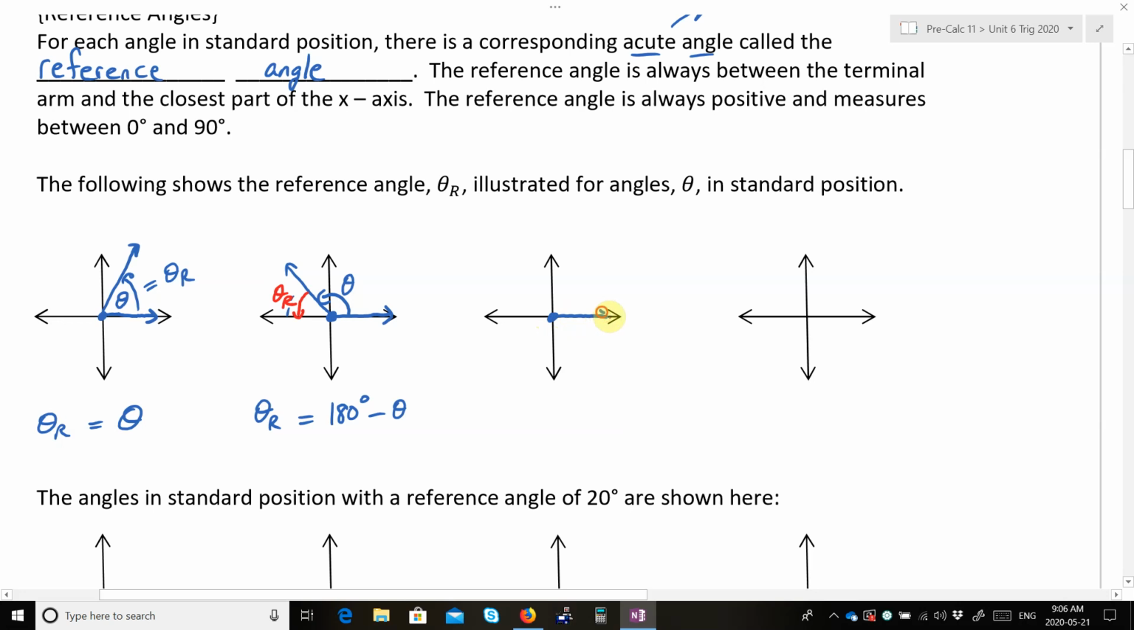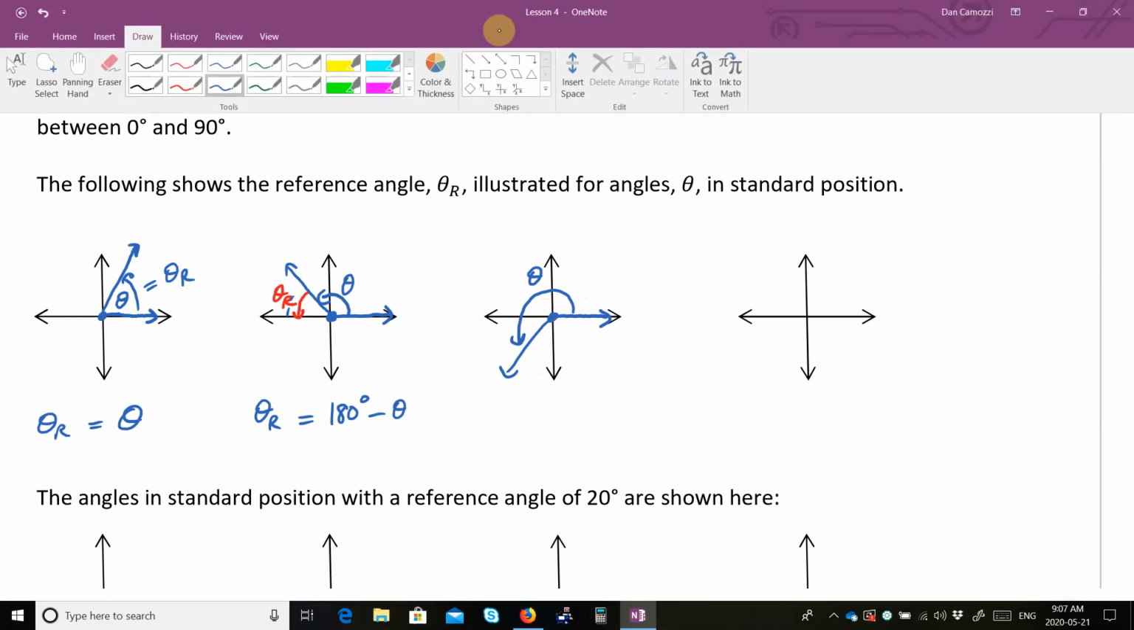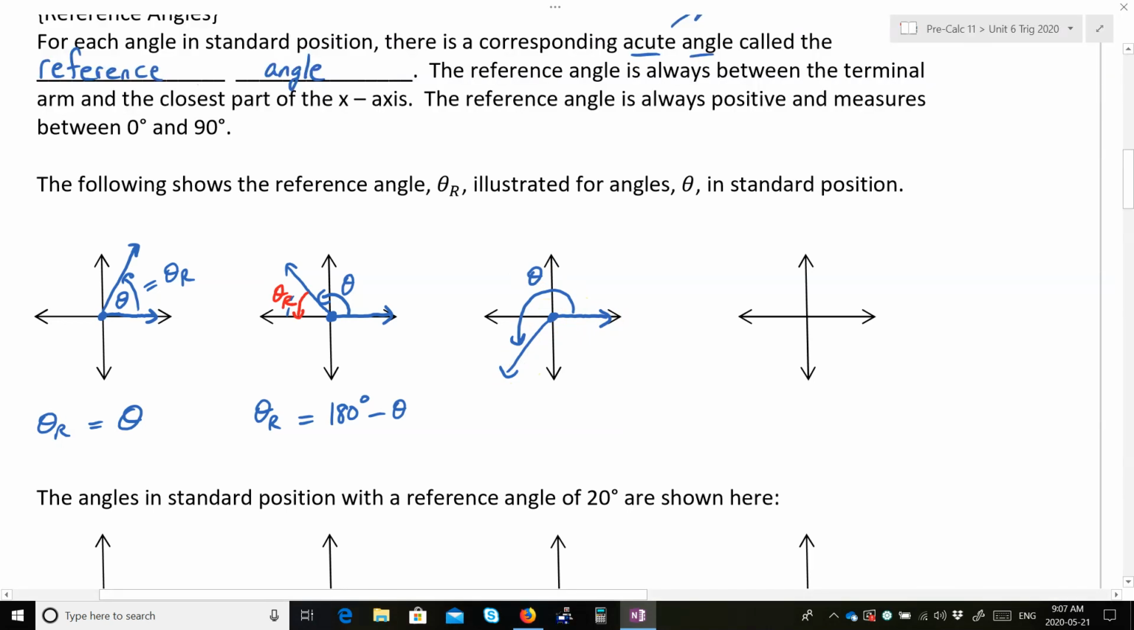All right, how about quadrant 3? Let's say we have an angle here. So this whole thing is theta from the initial arm to the terminal arm. The reference angle is always from the terminal arm to the closer piece of the x-axis. So it wouldn't be over here, it would be this way.